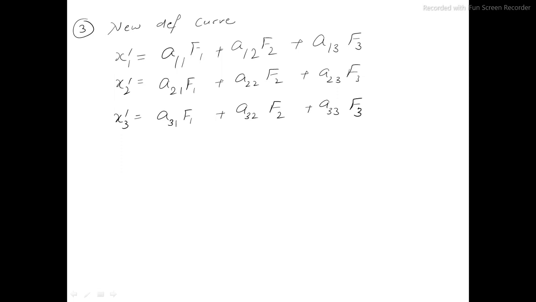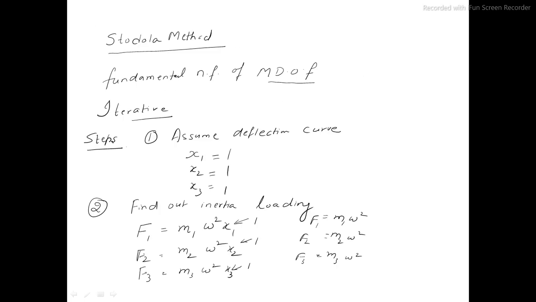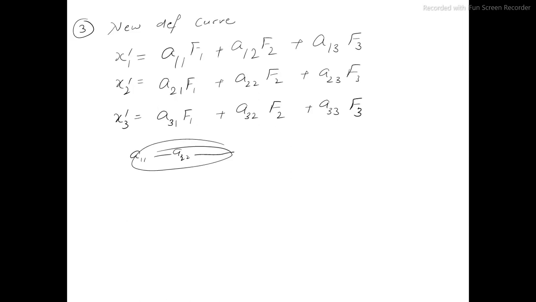Here a1, a2, a3 are all influence coefficients. You need to find the influence coefficients according to the system. The structure of the system will define its influence coefficients. Along with the forces you calculated in the second step, you put in the values of the influence coefficients and forces, and you will get the corresponding new deflection curve.